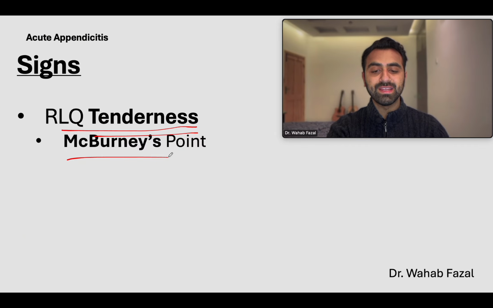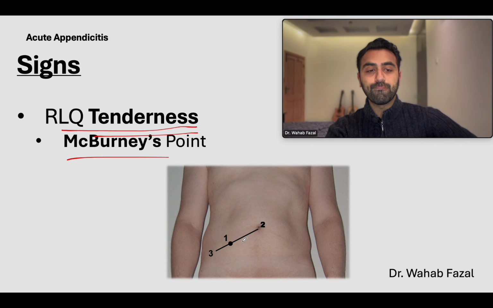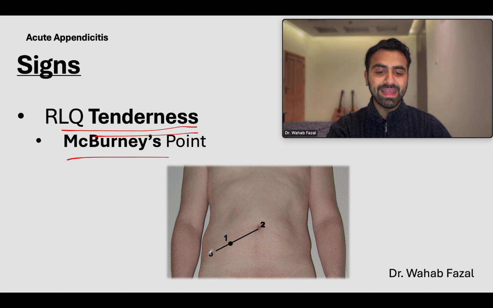This is called McBurney's point. What is McBurney's point? If you just press your finger on your pelvis right now, on the anterior, meaning on the front side of it, you'll feel a spine, you'll feel this pointy thing. That is the anterior superior iliac spine.